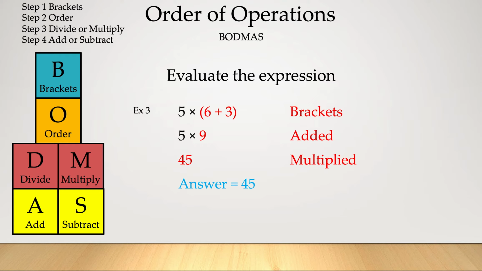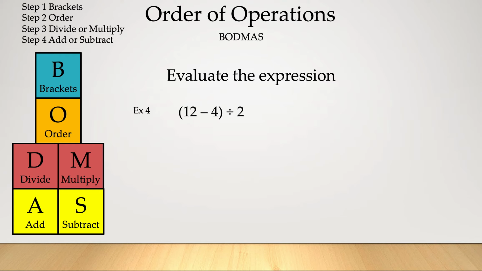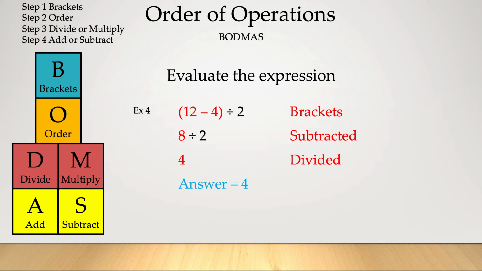So let's take a look at the next question. We have 12 minus 4 in brackets divided by 2. We're going to subtract the numbers in the brackets because that is the first step, and that gives us 8. And 8 divided by 2 gives us 4. And that is your answer.